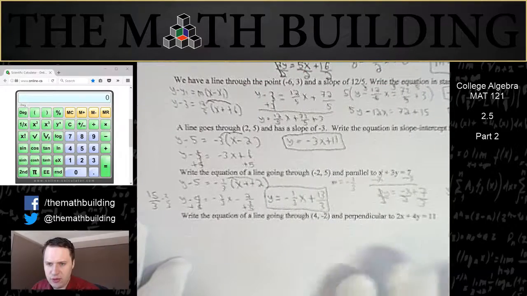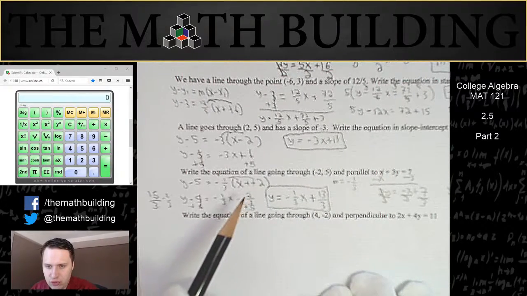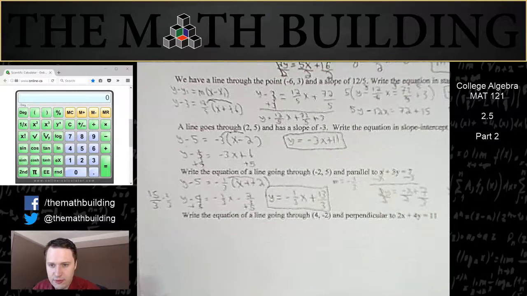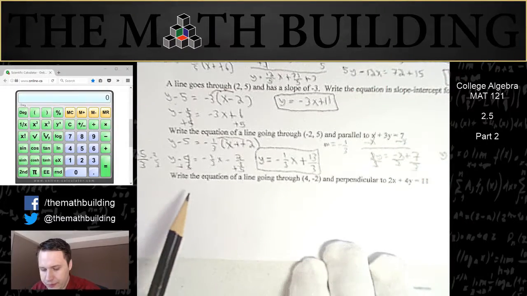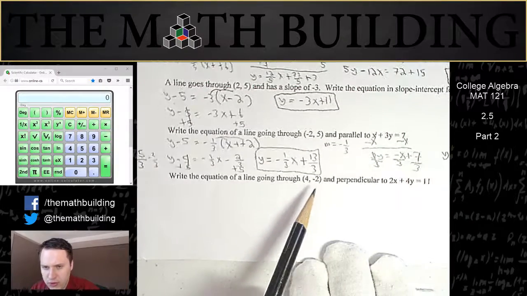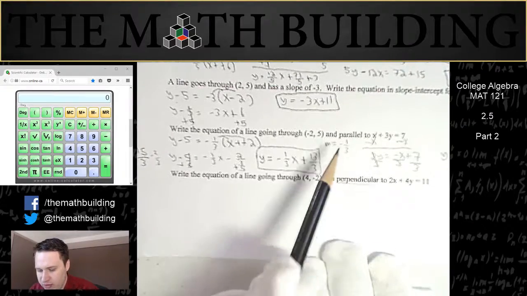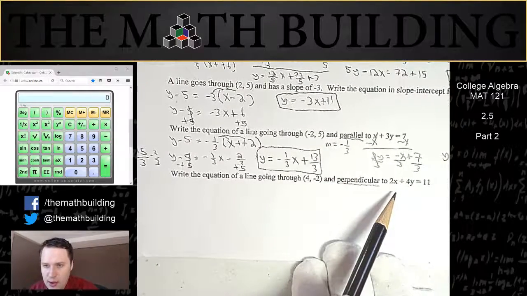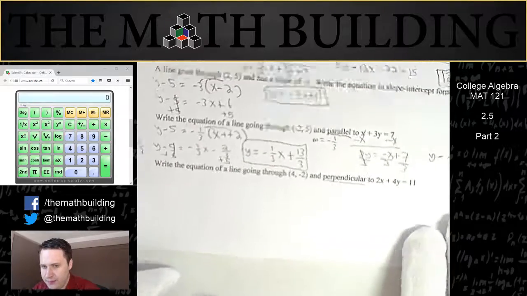y equals negative 1/3 x plus 13 over 3. And again, that 13 over 3 came from negative 2/3 plus 5. Let's try to do this last equation. Write the equation of a line going through this point and perpendicular to this one. So in the previous one, we were doing a parallel line. Now we know that we're perpendicular to the line 2x plus 4y equals 11.